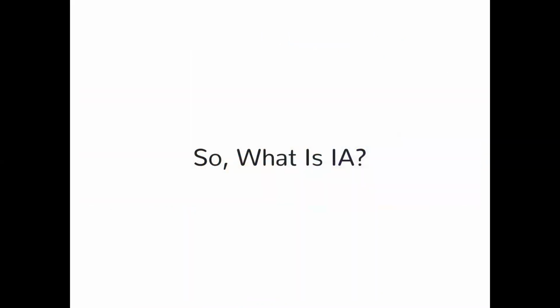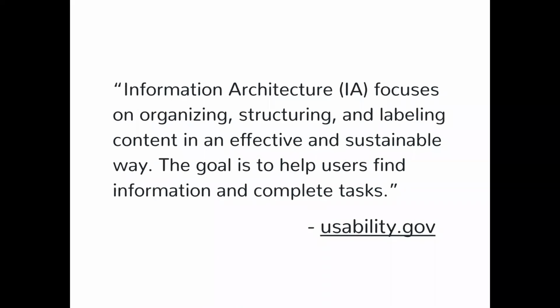So what is IA? Now that we're a little more familiar with the idea of information architecture, what exactly is it? Well, our friends over at usability.gov define it as this. Information architecture, or IA, as it's commonly referred to, focuses on organizing, structuring, and labeling content in an effective and sustainable way. And the goal is to help users find information and complete tasks.